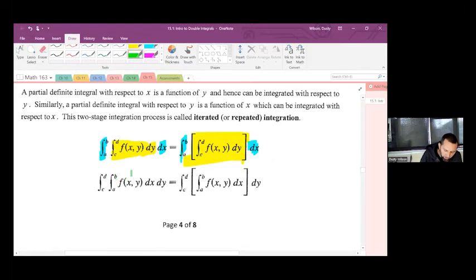Similarly, if we have an integral with respect to x, after we've evaluated that definite integral, all the x's will be gone. We'll just be left with y's. And so it makes sense that we could then integrate with respect to y.